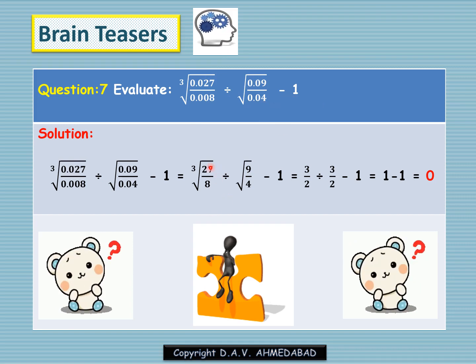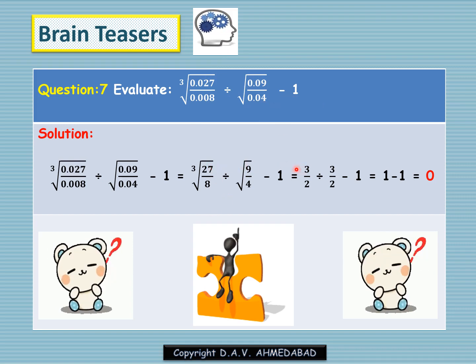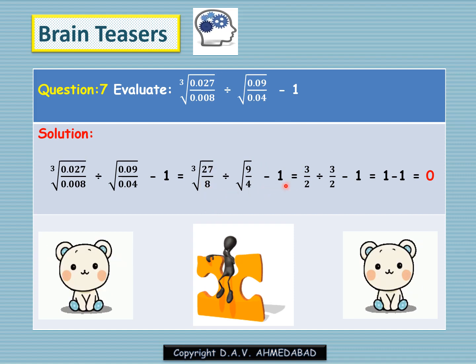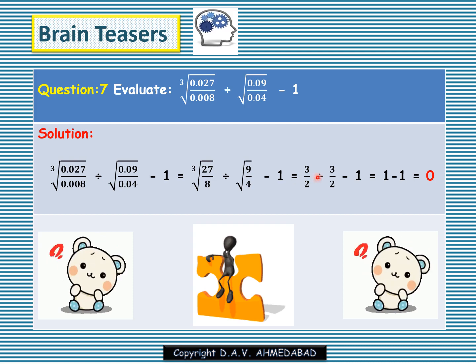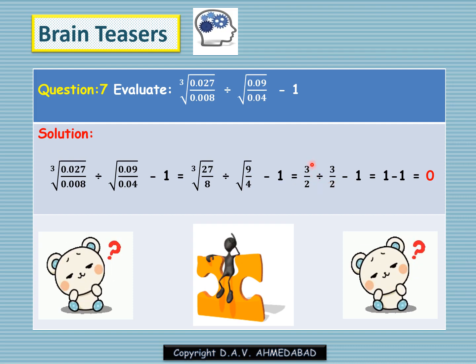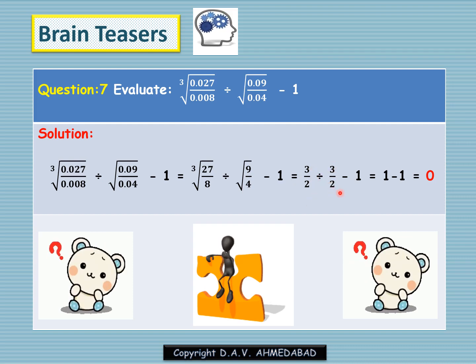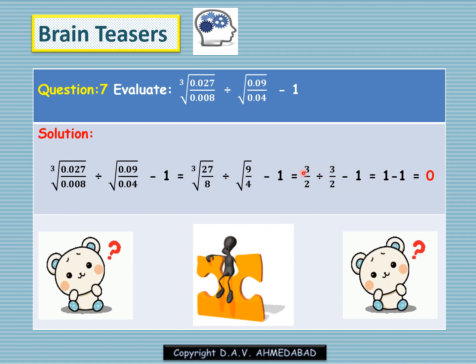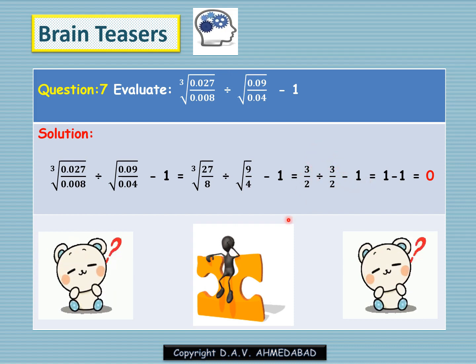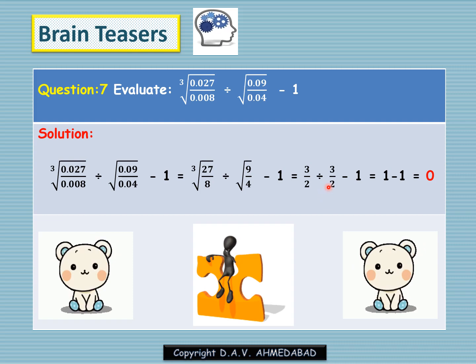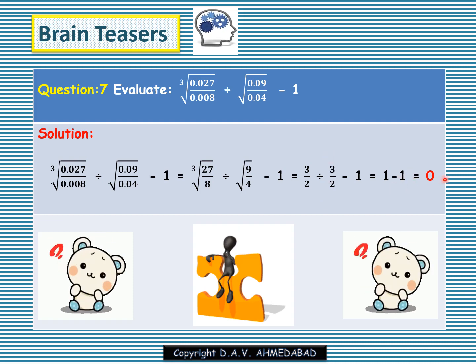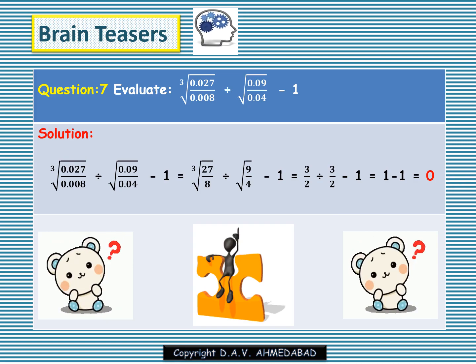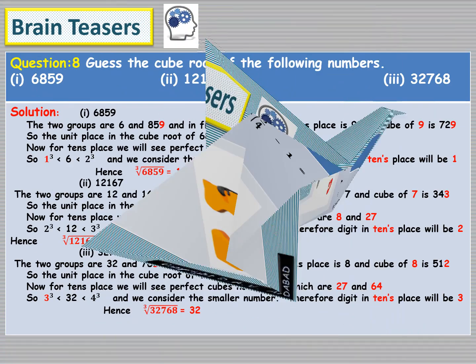Now, cube root of 27 is 3 and cube root of 8 is 2. Square root of 9 is 3 and square root of 4 is 2. So, we are having 3 by 2 divided by 3 by 2 minus 1. Number divided by itself is always 1. So, 3 by 2 divided by 3 by 2 is 1. So, we are having 1 minus 1, which is equals to 0.